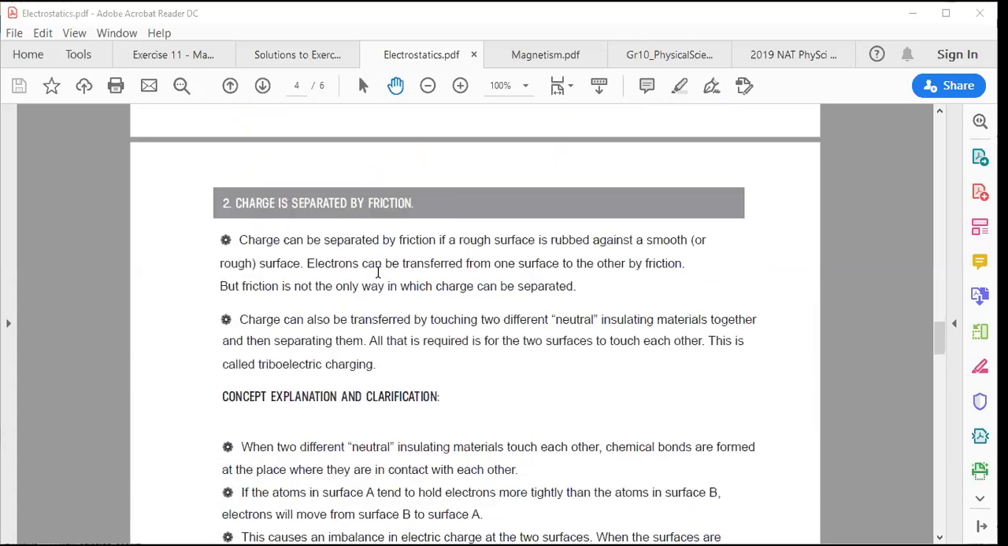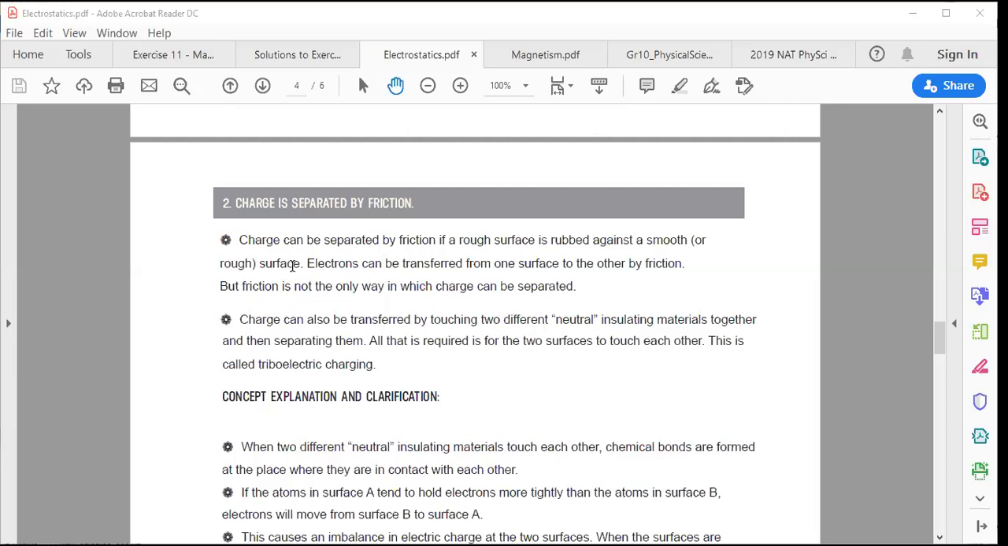Right. Then how do you make an object to be charged? How do you charge an object? All right, so here we have got charge can be separated by friction if a rough surface is rubbed against a smooth surface. So you can create a charged object by rubbing two surfaces. An example would be you take your ruler, then you rub it on your jersey or on your hair. Then you try to bring it closer to small pieces of paper.